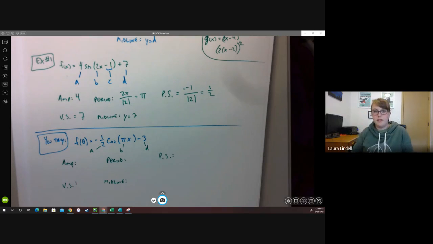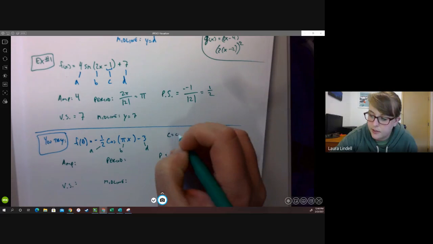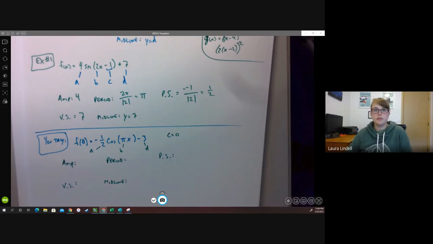Make sure we start by identifying those letters. If that's what you did, you're on the right track. If it doesn't have a particular letter or a particular value, like in this case, it doesn't have C, so C would just be 0 because there is no C value.